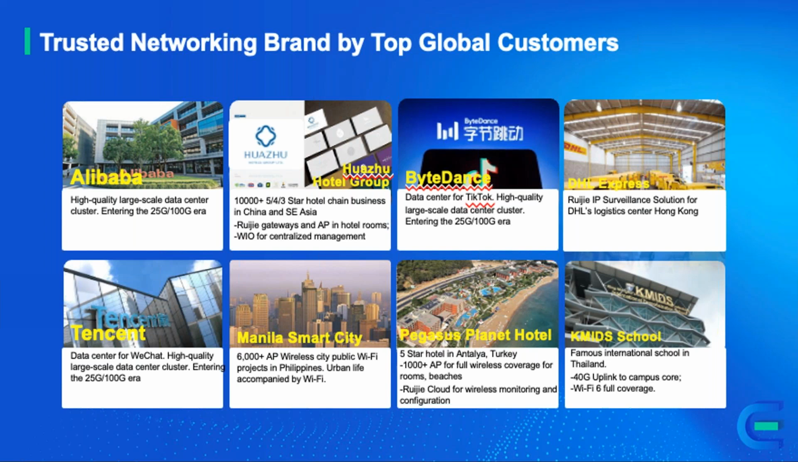We also have all the AP structures in the Pegasus Planet Hotel. It is a 5-star hotel in Turkey, and we have more than 1000 APs for full wireless coverage, for rooms, for its beaches, for the pools, etc. We have a lot of top global customers, as we can see in the slide.